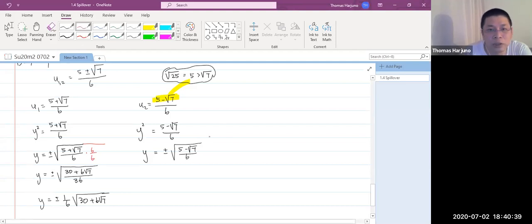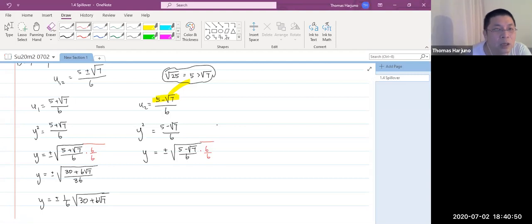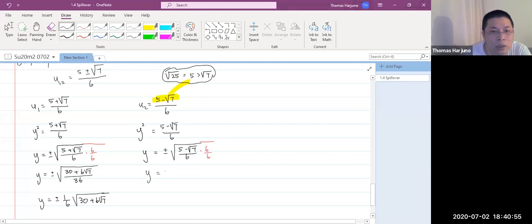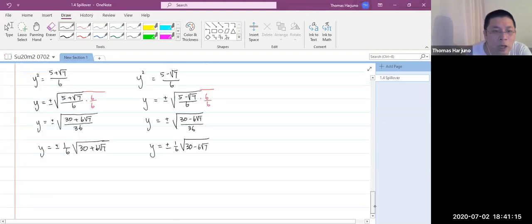Now, with the same procedure to rationalize the denominator, otherwise you will get square root of 6, right? Okay, let me just rationalize it right away. So now I get y equals plus minus square root of 30 minus 6 radical 7 over 36, which will give me plus minus 1/6 square root of 30 minus 6 radical 7. So we actually have 4 solutions.